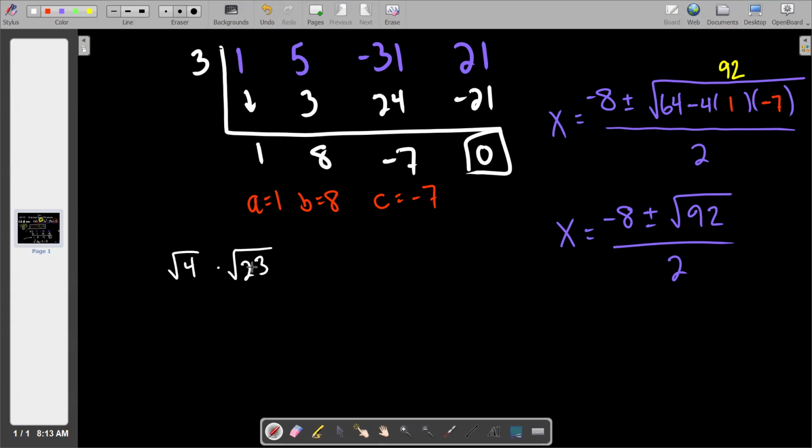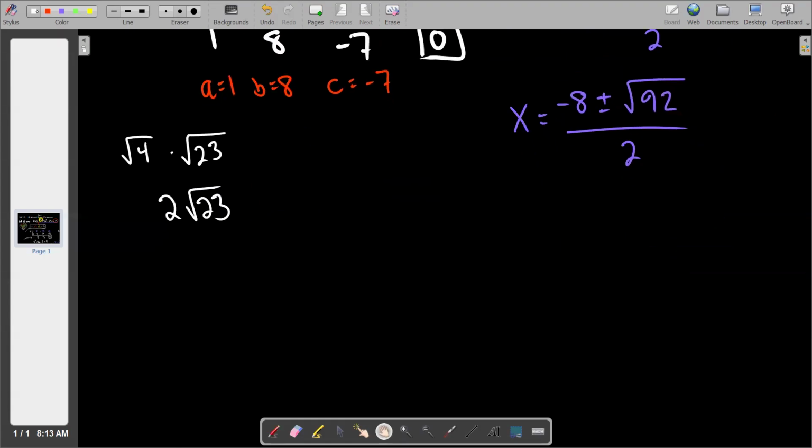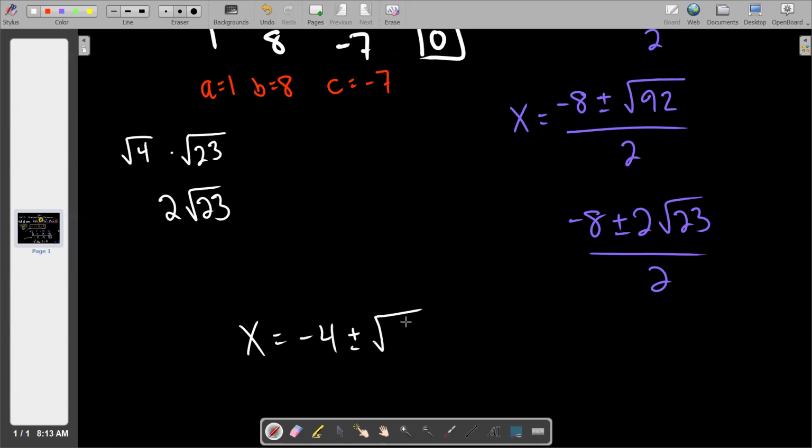Remember that the answer is not 4 root 23, right? It's root 4 root 23, which is 2 root 23. And then we sub that in, and we're going to see the Dorito again. So we're working with -8 plus or minus 2 roots of 23 divided by 2. Dorito it down, and you get a very similar answer. These two problems were cut from very similar chunks of cloth. So our answers are x equals -4 plus or minus the root of 23, and again, x equals 3.